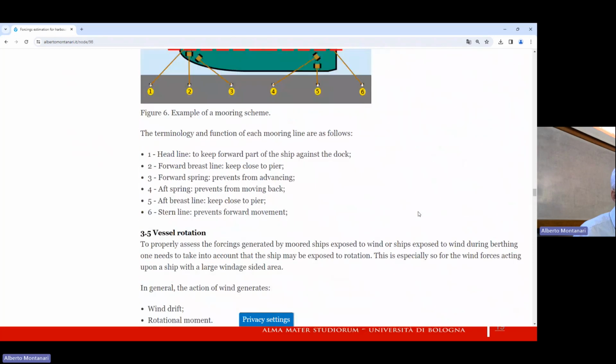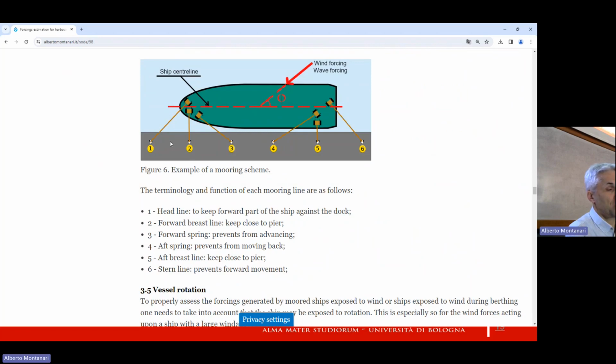So let's get the figure here. The number 1 is what is called the headline. It is fixed to the bow of the ship. The purpose of the headline is to keep the forward part of the ship against the dock. The number 2 is called the forward breast line. The purpose is to keep the ship close to the pier. The number 3 is called the forward spring. It prevents the ship from advancing, because, of course, number 1 and number 2 don't prevent the vessel from advancing. So number 3 has this function. The number 4 is called the aft spring and prevents the ship from moving back.